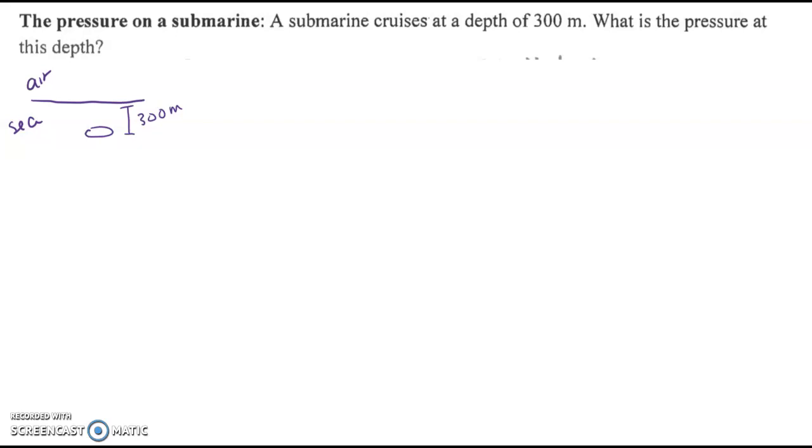All right, so let's start listing what we know. We know our depth here below the surface is 300 meters. So that's what we label as our H, 300 meters. All right, other things we need to think about. Our boundary here is between sea and air.